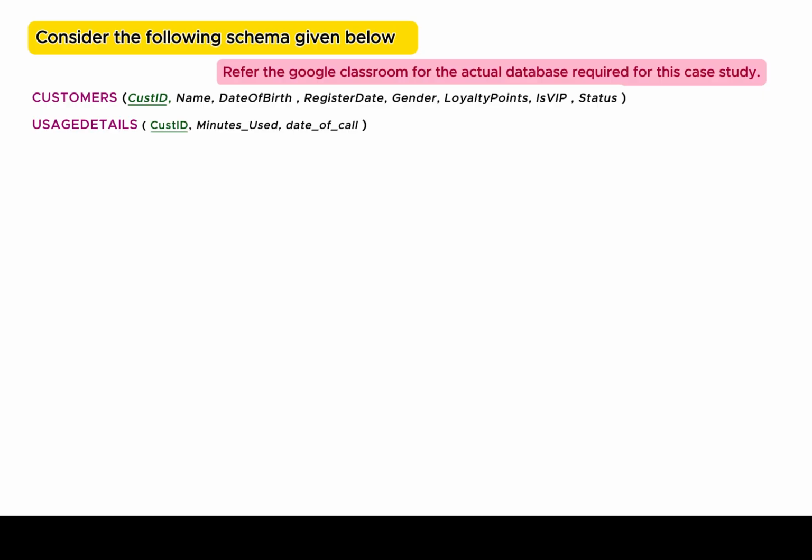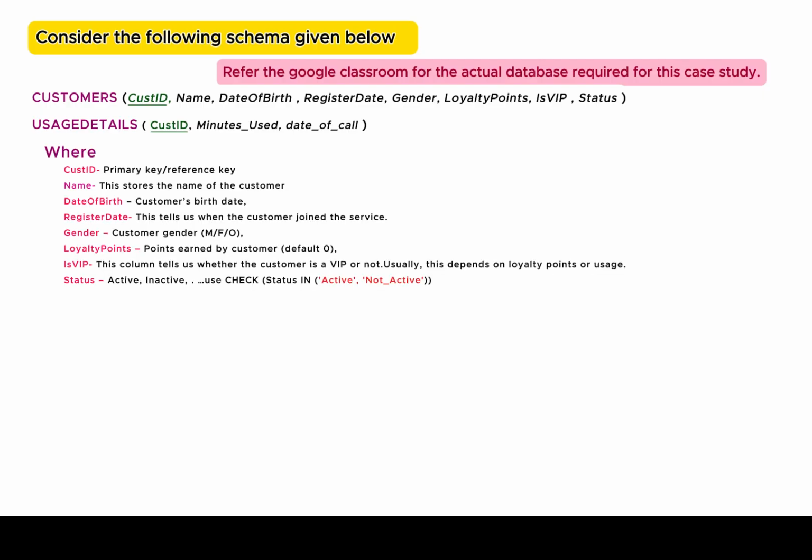First table, customers. Now, let us talk about the customers table first. This table stores basic and permanent information about every customer. Each row in this table represents one customer. Now let me explain the columns one by one slowly. Cust_ID. This is the most important column. It uniquely identifies each customer. That means no two customers can have the same Cust_ID. So Cust_ID is the primary key of this table.